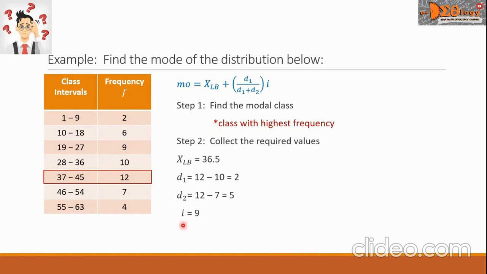I is the class width. So this is the number of items in a class. Let's say from number 10 to 18, we will count those numbers inclusive. So we have 9. We can also compute the class width if we subtract the adjacent lower limits. Let's say 10 minus 1 gives 9, or 19 minus 10 equals 9. The class width can also be derived from the difference of two adjacent upper limits. Let's say 18 minus 9 is 9, or 36 minus 27 equals 9.